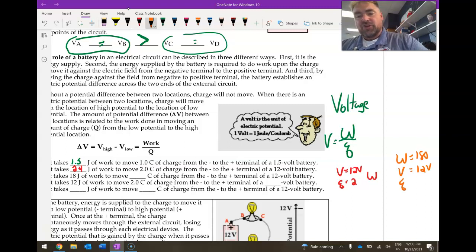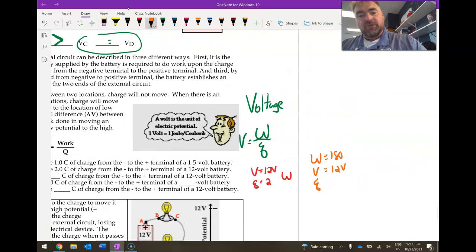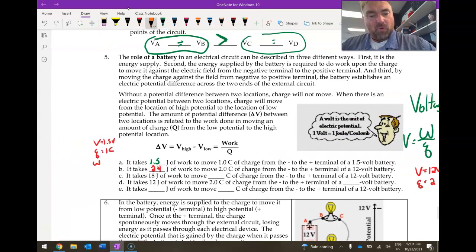So if I'm trying to find charge, we can just solve this for Q. Actually, I'll just put it right here. So 12 is equal to 18 over Q, volts, coulombs. So I can find my charge by doing 18 divided by 12 and coming up with 1.5 coulombs.